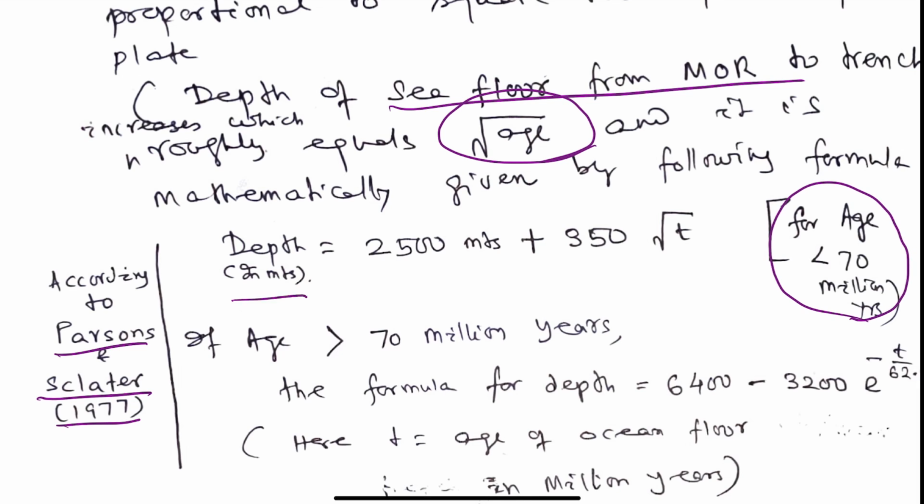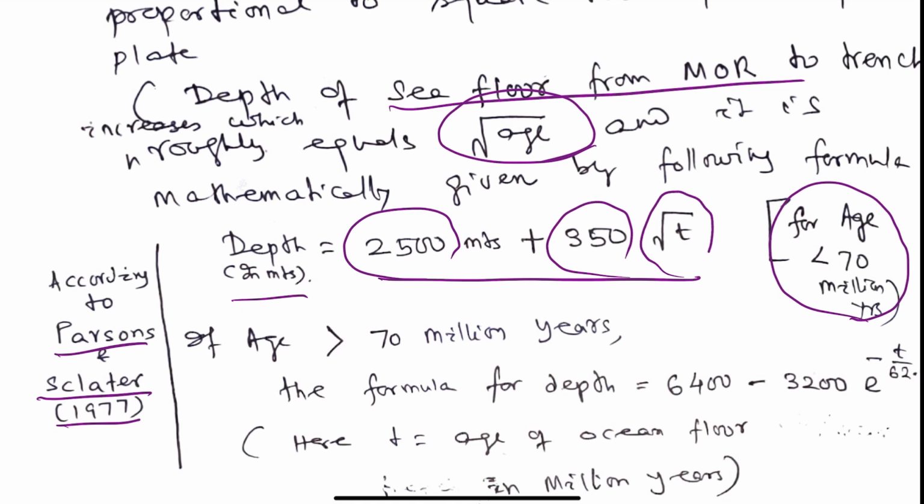in that case the depth in meters is given by this formula: 2500 meters plus 350 root t, where t is the age of the rock. Suppose this is the mid-ocean ridge, and we want to measure the depth of the ocean at this point.